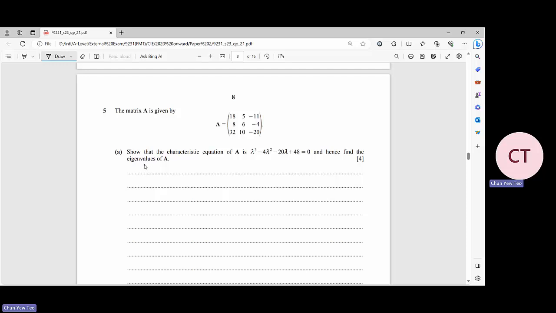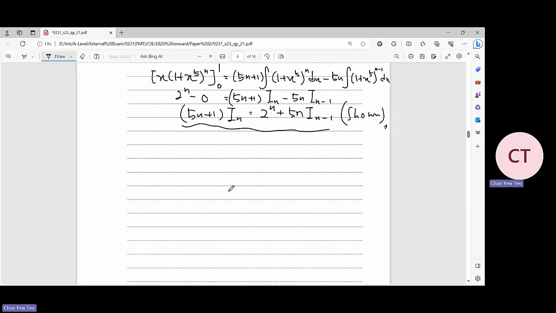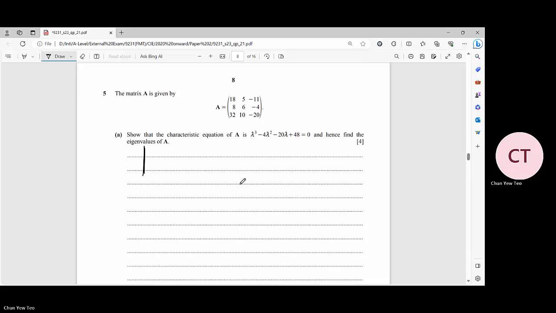So we need to find the determinant. That means the characteristic equation will be the determinant of A minus lambda I. Now just the determinant of 18 minus lambda, 8, 32; 5, 6 minus lambda, 10; negative 11, negative 4, negative 20 minus lambda, equal to 0. So this is what we need to start with.